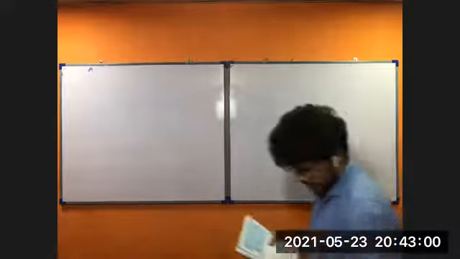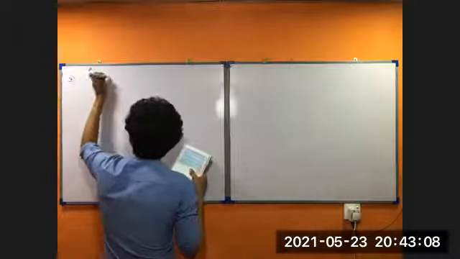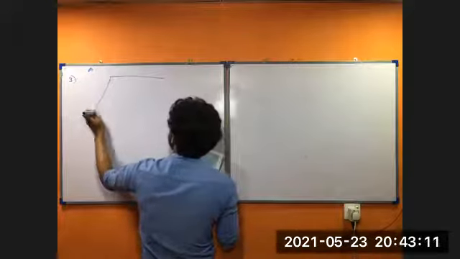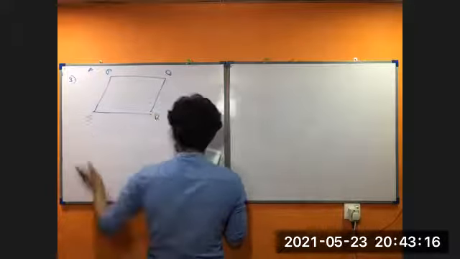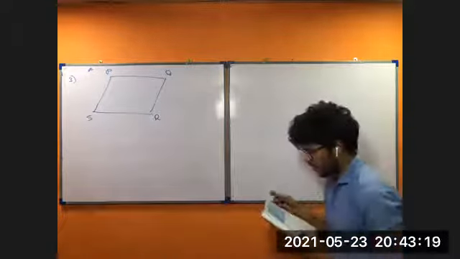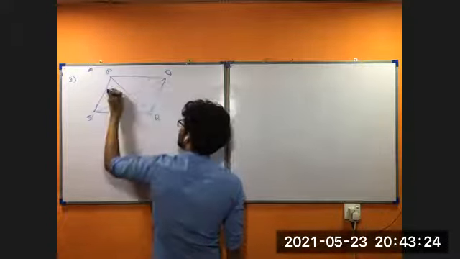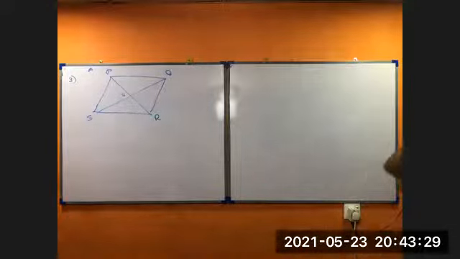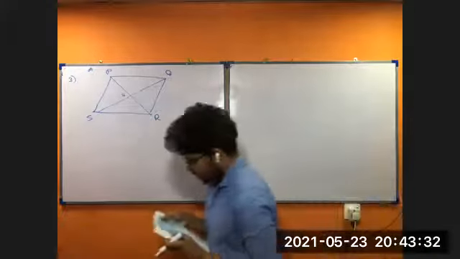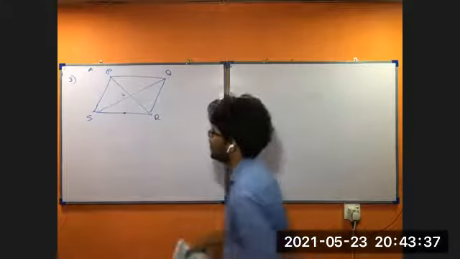Okay, so what do we have? The diagonals of the parallelogram PQRS. So question number 3. We have a parallelogram PQRS, right? The diagonals of the parallelogram PQRS intersect at O, right? Okay. Then the point A lies on the side SR.